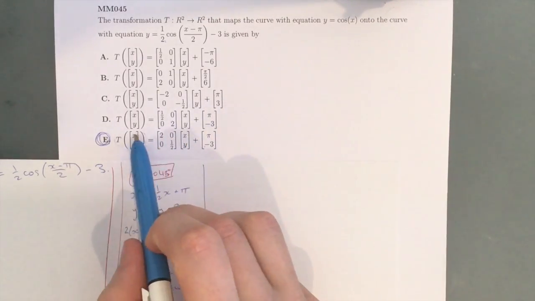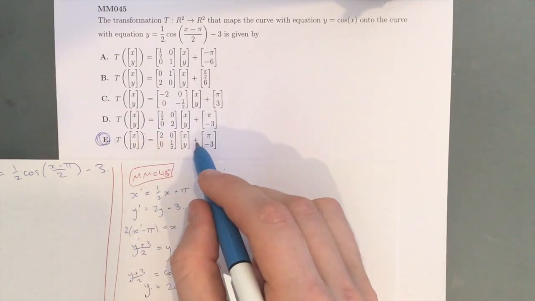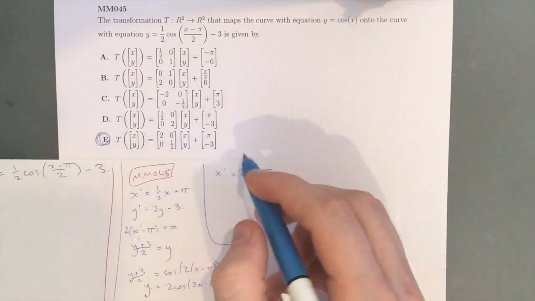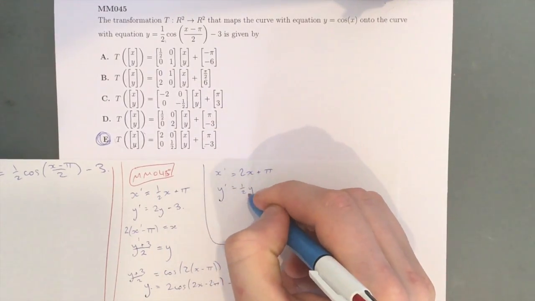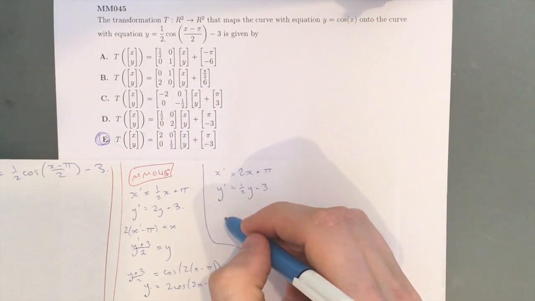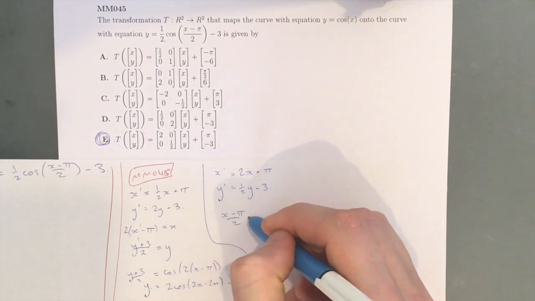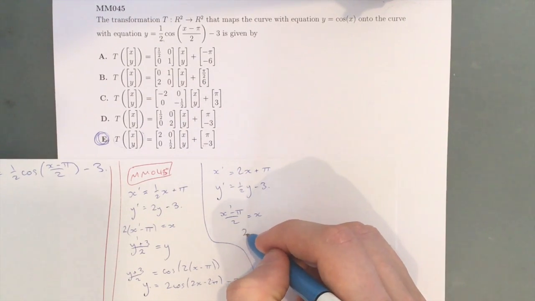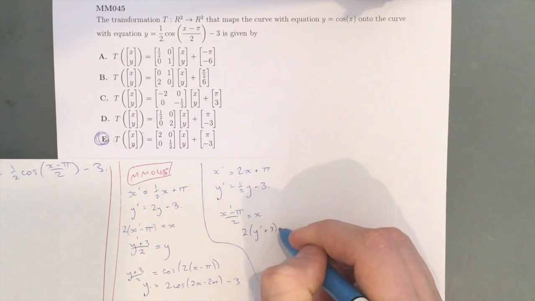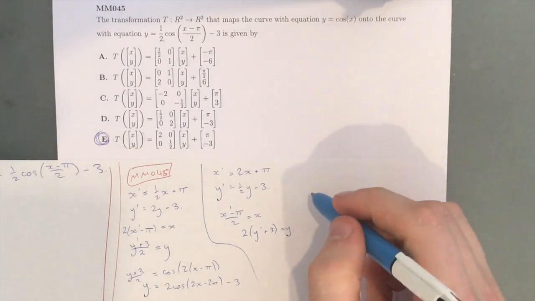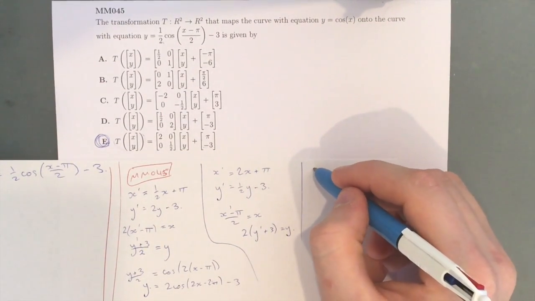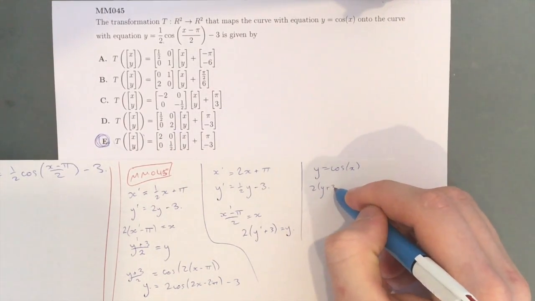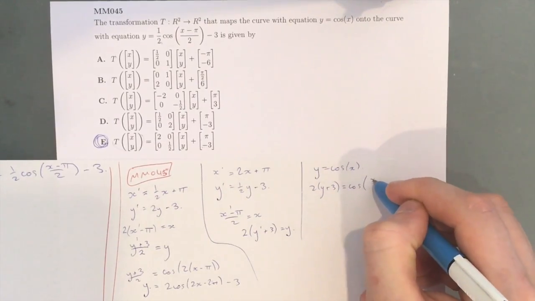So from E, we would get x dash equals 2x plus pi. And from the bottom, we would get y dash equals 1/2 y, take away 3. And if we rearrange for x and y, we get x take pi over 2 equals x, and 2 times y dash plus 3 equals y. And from there, we would simply sub into the original equation, y equals cos x. So our y would be 2y plus 3 equals cos of x take pi over 2.